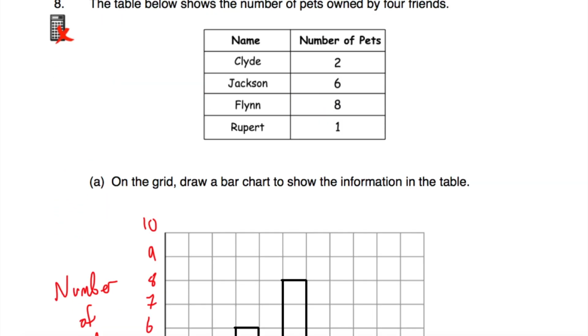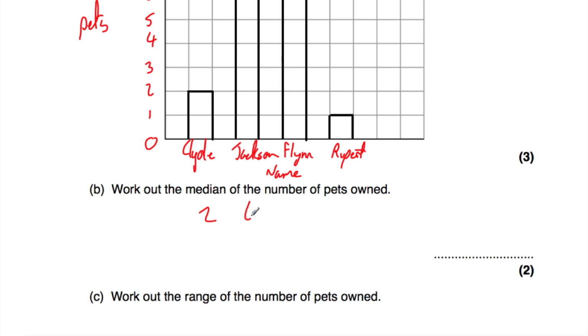So let's look at the numbers here. We've got 2, 6, 8, and 1. So let's write those down. 2, 6, 8 and 1. To find the median, we need to put them in order. So it's going to be 1, 2, 6, and 8. And we want to find the middle number. So it's not the smallest and it's not the biggest. It's going to be in between these two numbers, 2 and 6. So in between 2 and 6 would be 4. In the middle of 2 and 6 would be 4. So that means the median is 4. So the median number of pets owned is 4.